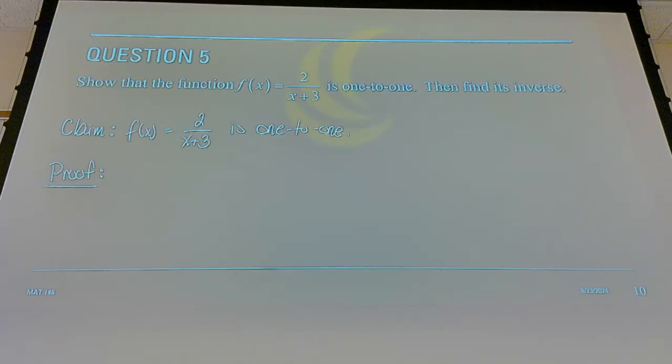Right, so the claim that we're proving is that f of x equals 2 over x plus 3 is 1-to-1. And just as a heads up, if this appears as a test question, you don't actually have to write out what the claim is. I'm only doing that to show what we're trying to prove.